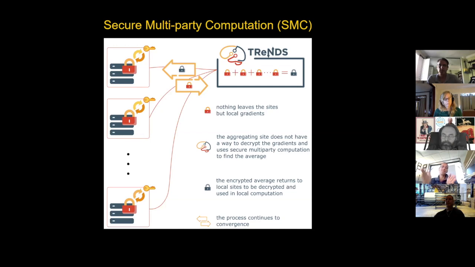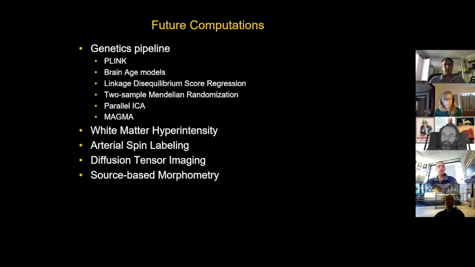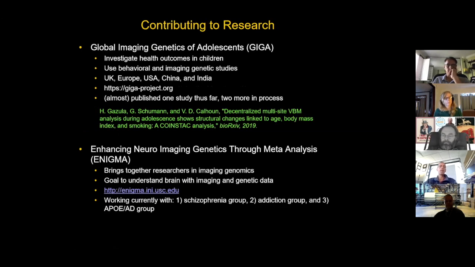So again, there's a spectrum of privacy, and those come with trade-offs. And so this is a lossless and fully encrypted way to do computations. We have a lot of things that we're working on going forward, including some genetics pipelines, other modalities, white matter hyperintensity, ASL, diffusion imaging, and source-based morphometry, which is essentially multivariate VBM.